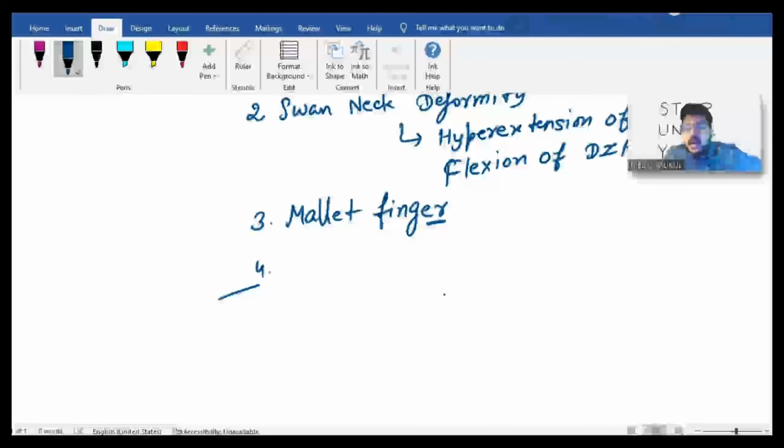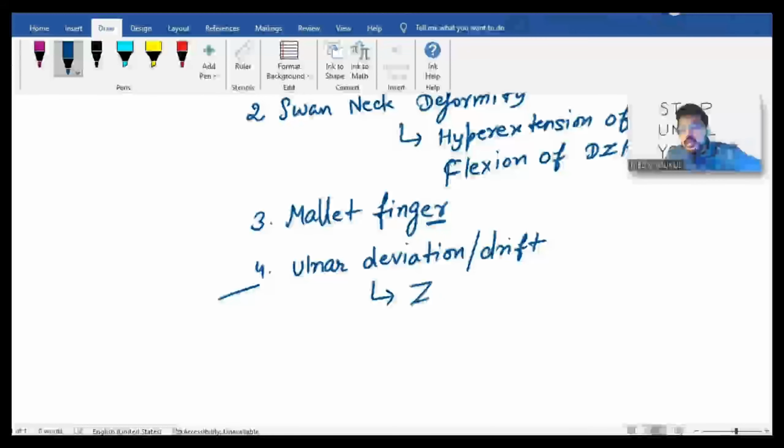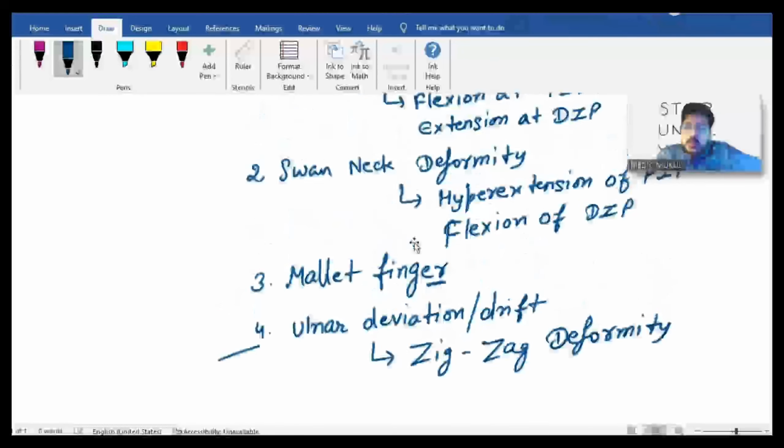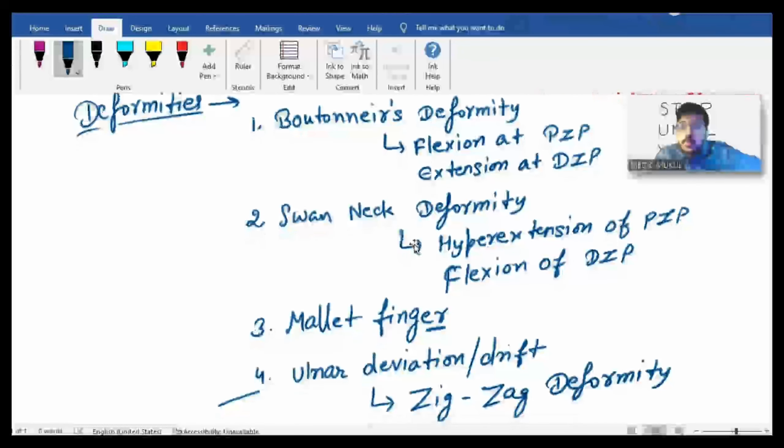If we have ulnar deviation or ulnar drift, in that condition there will be the zigzag deformity we will see. Which deformity? Zigzag deformity. Okay, so remember all the deformities that are super important: Boutonniere deformity, swan neck deformity, mallet finger, ulnar drift, that is zigzag deformity. All these deformities you need to remember. I hope you will be able to.